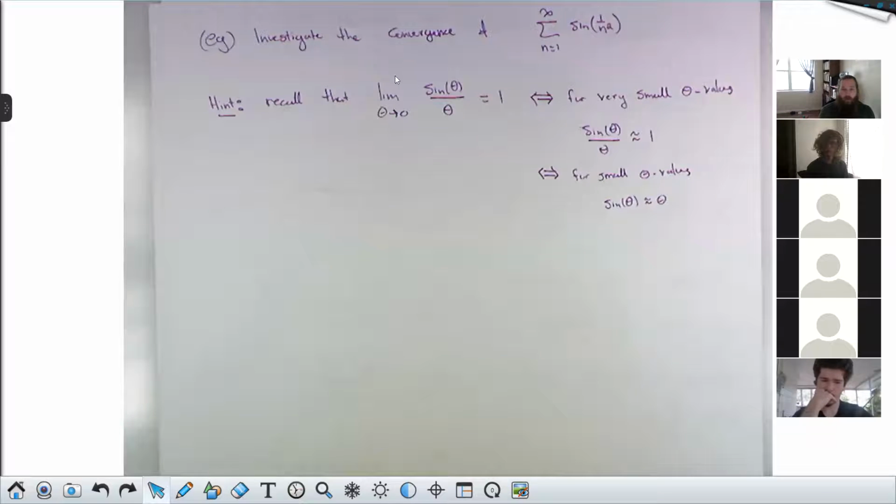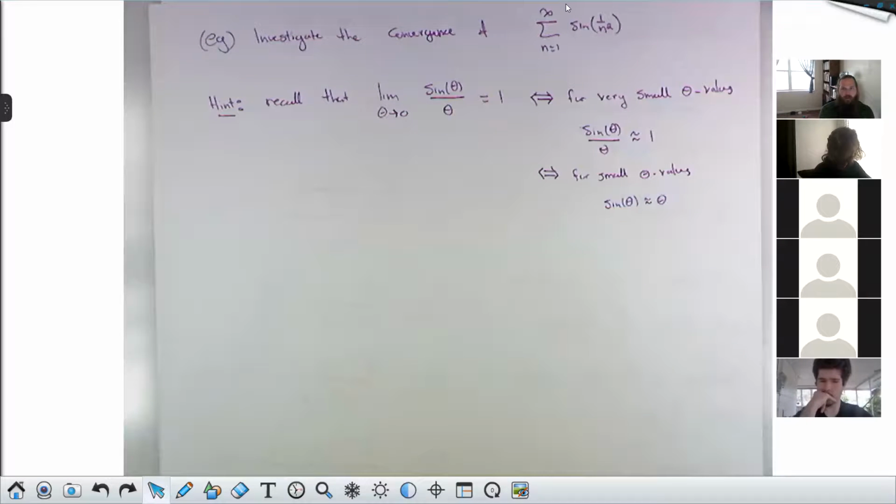I would be happy to show you why this limit is 1. That could be something that we talk about in lab this week if you guys like. The geometric arguments, and there are several, are not that bad. They're usually using the squeeze theorem and based on inclusion. You look at the unit circle and draw a couple triangles and make a geometric argument. But the upshot is, if the inside of sine theta is small, then sine of that angle is approximately just that angle.